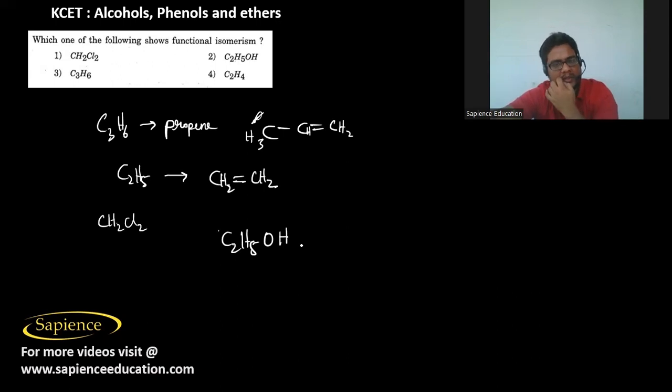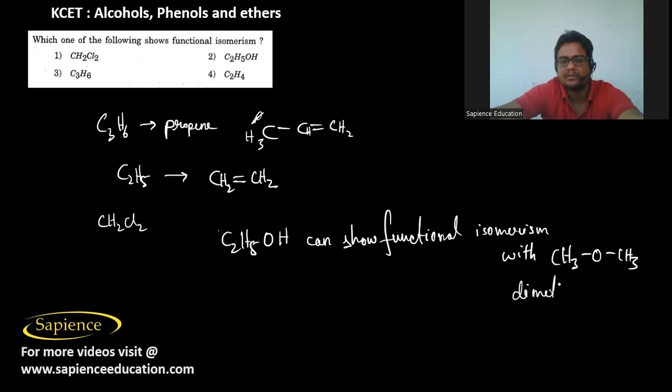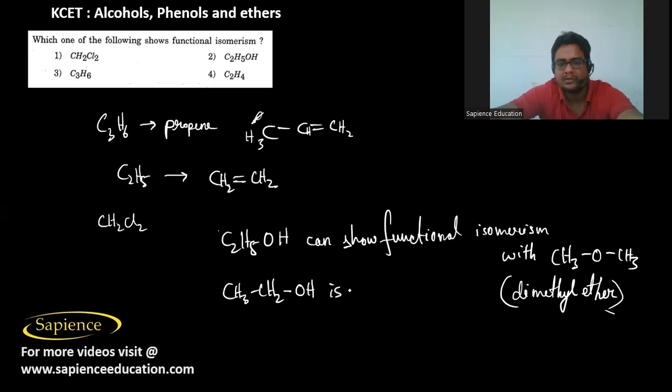C2H5OH, which is ethanol, can show functional isomerism with dimethyl ether, CH3OCH3. Since the ether is a different functional group than that of alcohol, CH3CH2OH is a functional isomer.